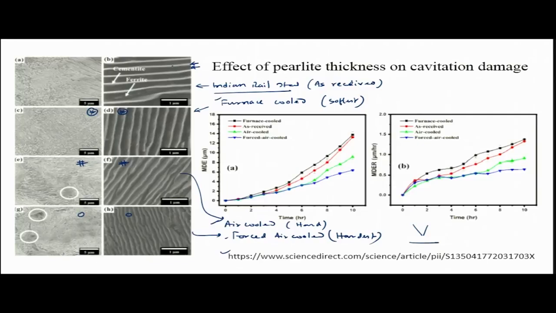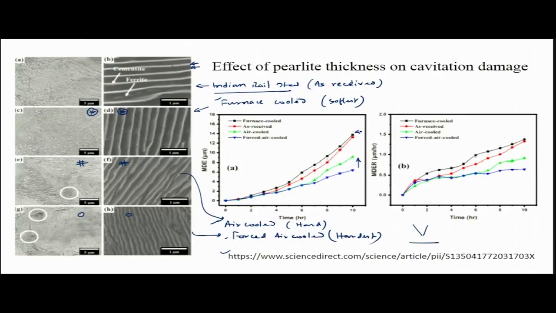So, we could see that when it is forced air cool, that gives you the best resistance. Okay. And if we consider the air cooled one, air cooled gives you the next best, a better one, and then compared to that the furnace cool is giving poor erosion corrosion resistance or poor cavitation resistance. So, in all the cases the erosion factor is involved.